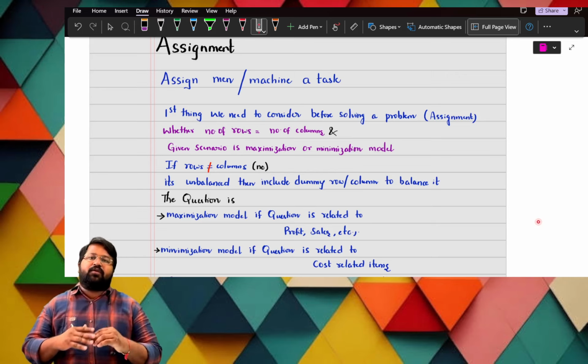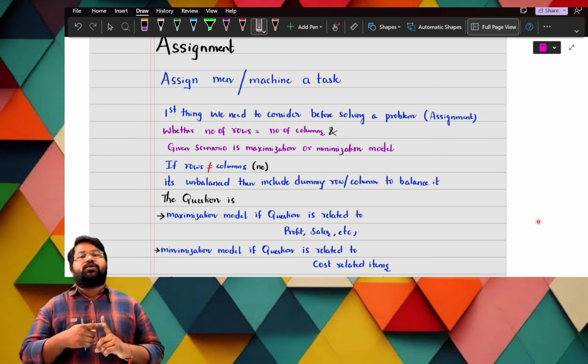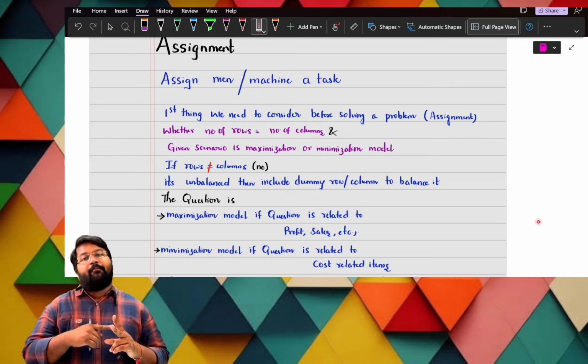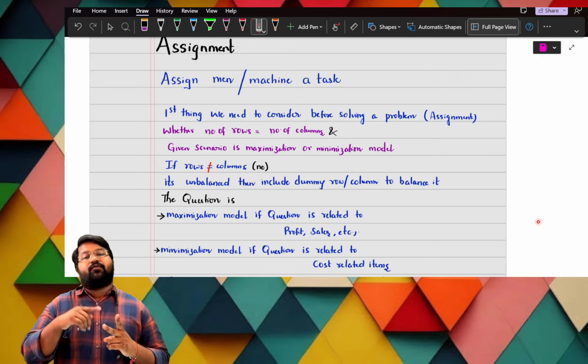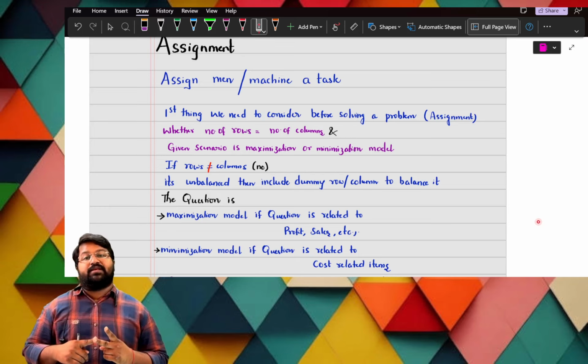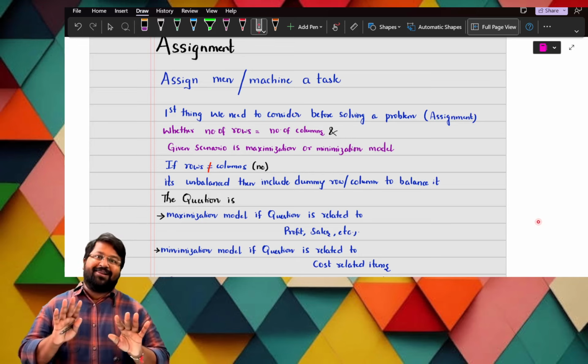First of all, we have to think of two things: whether rows are equal to columns, then whether it is a minimization model or maximization model. If it is a minimization model, we can continue. Sir, what if a maximization model is given in the exam? What to do? I will tell you, be cool.